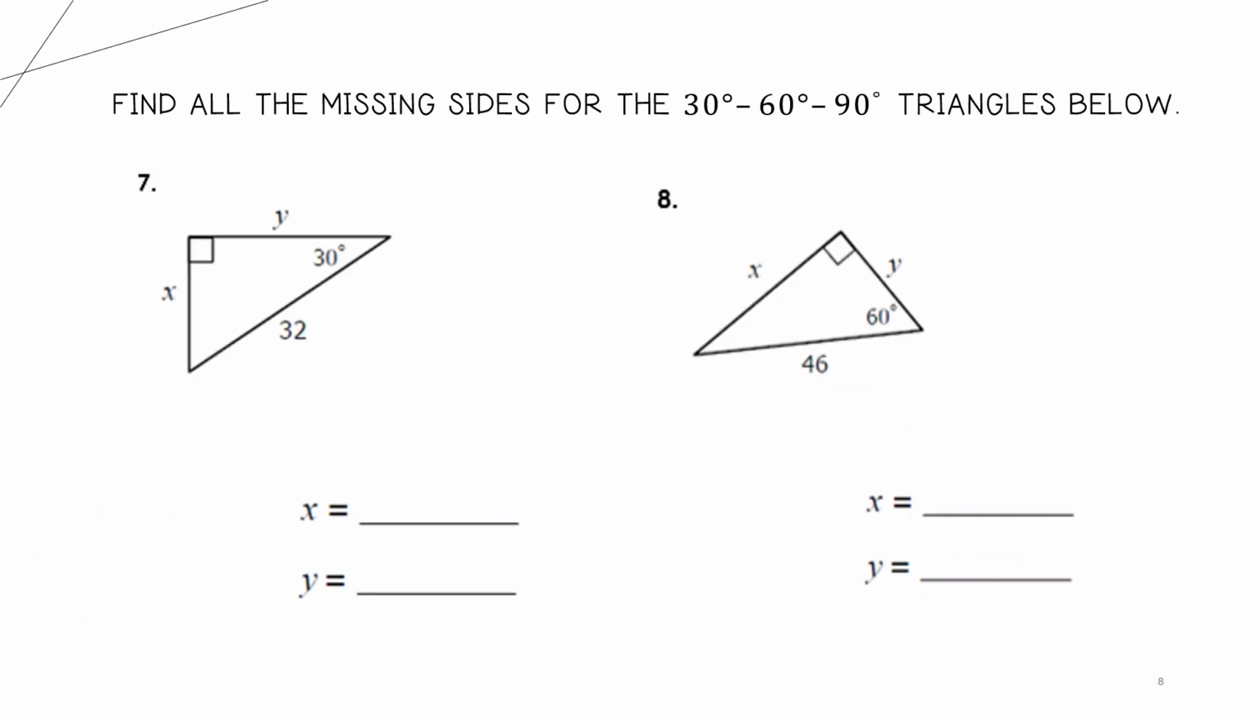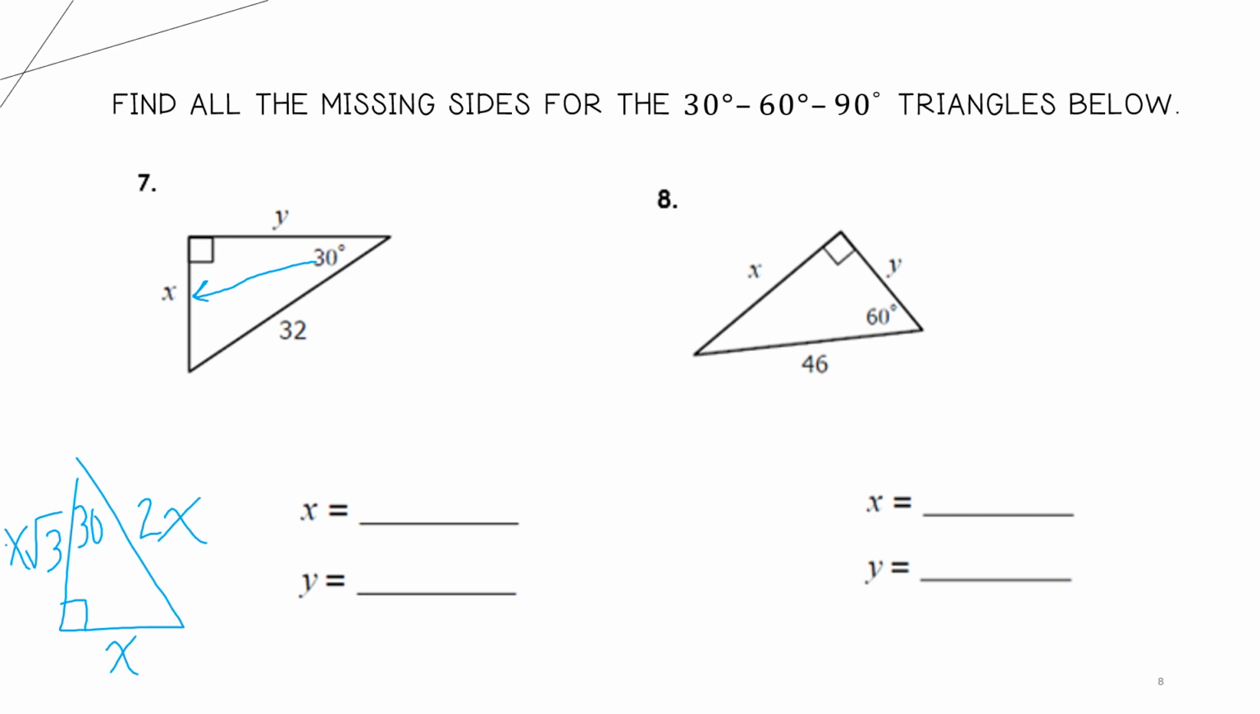All right, and number 7, again, 30, 60, 90 triangle. Our short side this time is x. Our long side is y, but they gave us the hypotenuse. So again, just going to kind of draw out your rules to the side. X is your short side, 2x is your hypotenuse, and then x root 3 is your long leg. So because they gave us the hypotenuse, we're going to use that to find x, that shorter leg.